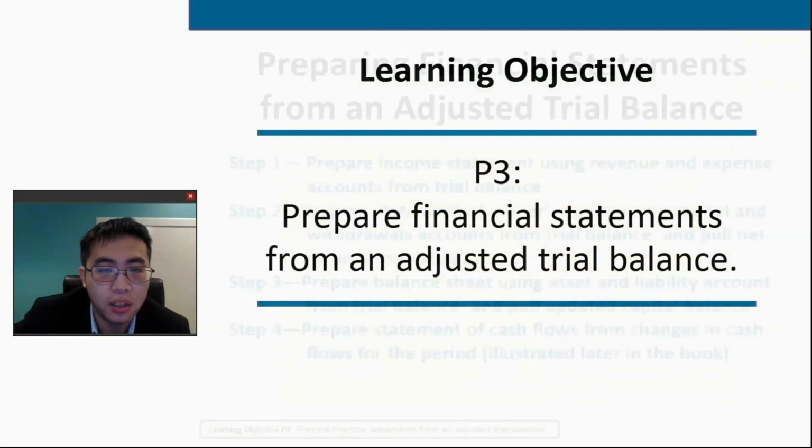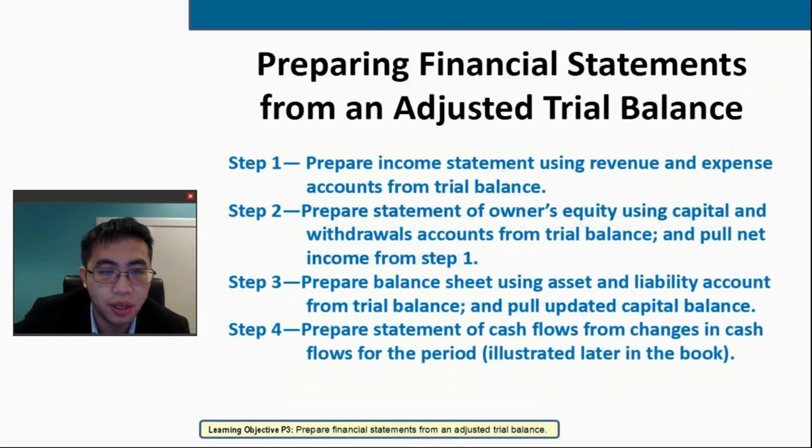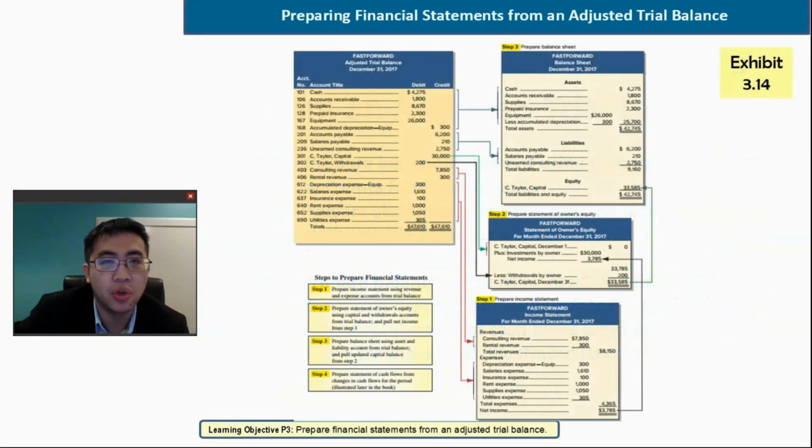All right, here let's prepare financial statements. Step number 1 is to use the revenue and expense from the trial balance. And step number 2, we prepare the owner's equity using the capital and withdrawal accounts from the trial balance. Well, you can read step 3 and step 4. I just do not bother to read them here for you, to save some time. So let me just show you how exactly we do it here.